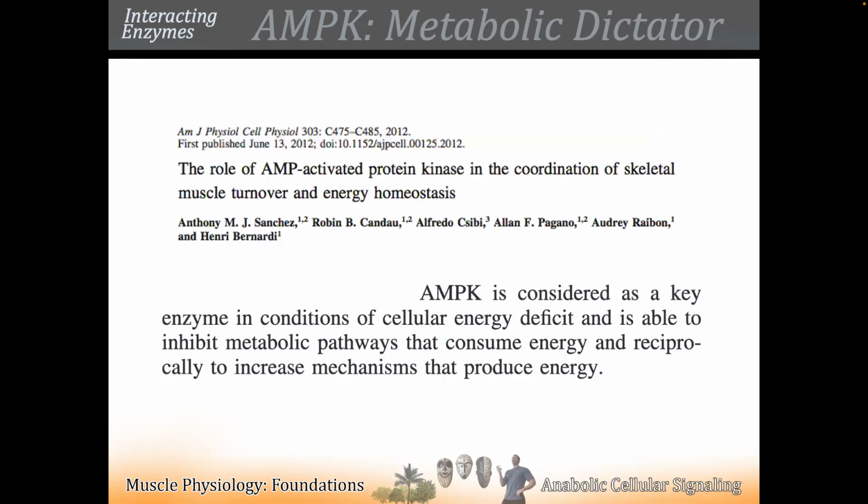and Raptor. This is just an explanation of its role as a metabolic regulator. It's a nice passage explaining how AMPK inhibits energy consuming pathways and promotes energy producing pathways.